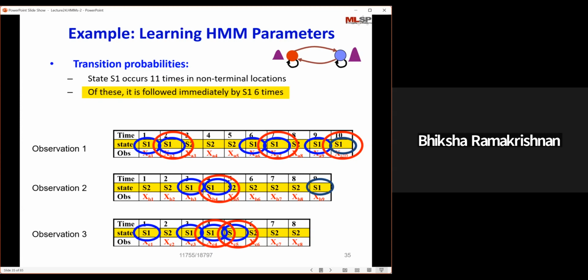So given this, if I asked you this question: if I am currently in state S1, what is the probability that I will be in S1 at the next time instant also? What would your answer be?